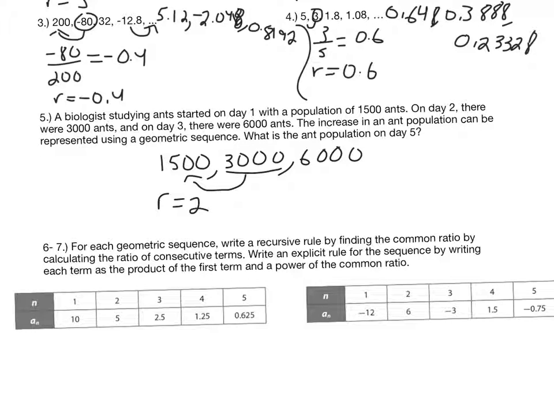We could write an explicit rule and figure out the 5th term like that, or we could just continue this. So if 6,000 was our 3rd day, to find our 4th day, we'd multiply by 2. That would be 12,000. And we'd multiply by 2 one more time to find the 5th day, and that would give us our answer, which is 24,000 ants on the 5th day. Again, you could have also created an explicit rule and done it that way. I think it's just as easy to just go ahead and continue this.